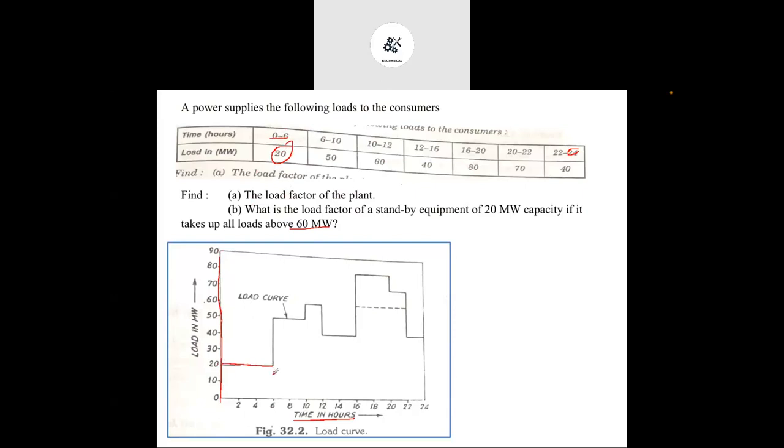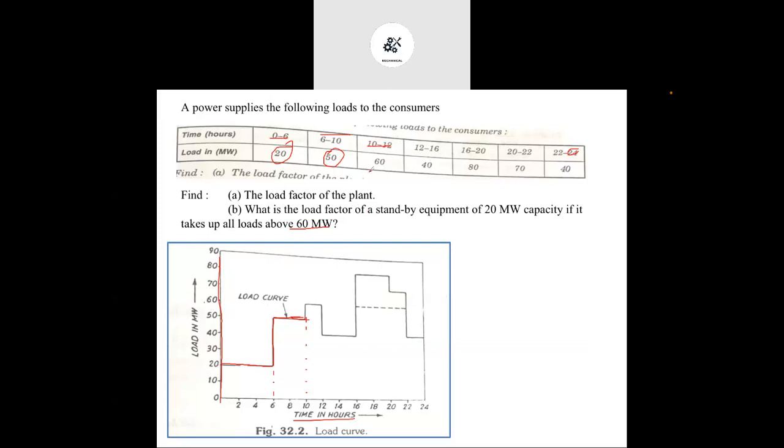You will see for 0 to 6 hours, for the first 6 hours, the load is 20 megawatts. So you are going to draw a line at 20 megawatts up to 6 hours. Now the second, 6 to 10 hours. From 6 to 10 hours, the load has increased from 20 to 50 megawatts. So here a sudden increment in the load has taken place, increasing from 20 to 50 megawatts, and it will remain at 50 megawatts for the next 4 hours.